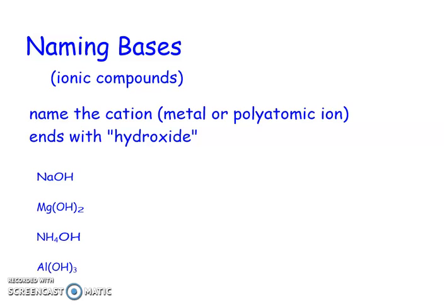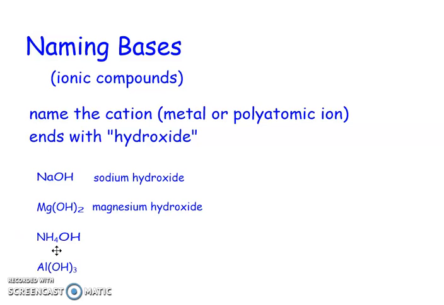Remember, the metal is just the name of the metal, and polyatomic ions are found in table E. So NaOH, Na is sodium, OH is hydroxide, so sodium hydroxide. Mg(OH)2, Mg is magnesium, OH is hydroxide, so magnesium hydroxide. Remember, when you're naming ionic compounds, you're not identifying how many of each ion. That's determined by the charge of the ions and crisscrossing those charges. So we don't have to do anything special just because there happens to be a 2 for the hydroxide here.